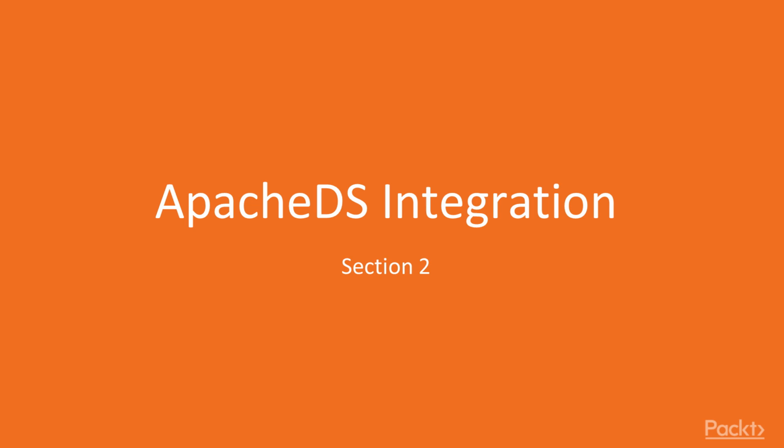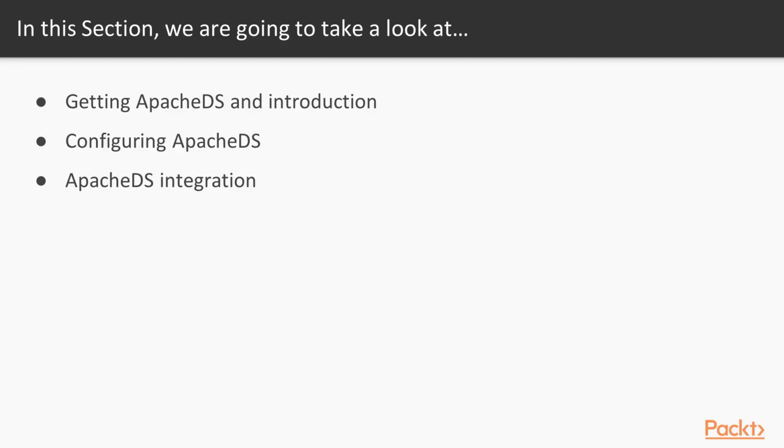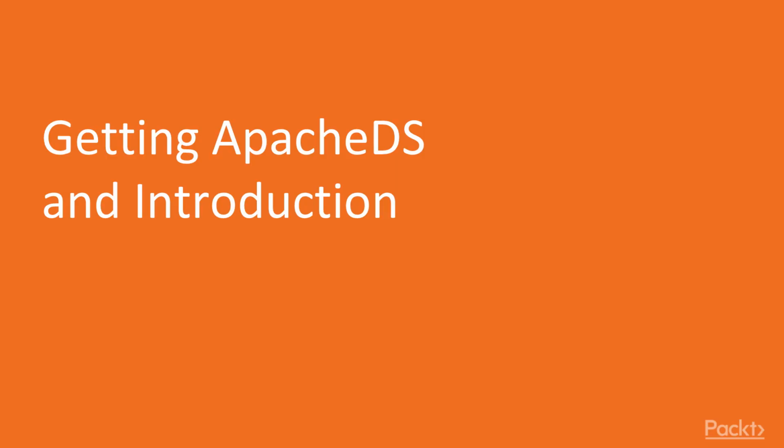Section 2 talks about Apache Directory Server and how we can integrate it with the application. In this section, we are going to take a look at how we can get ApacheDS, how we can configure it, and how we can integrate it with our application. So the first video in this series is how we can get and install Apache Directory Server.